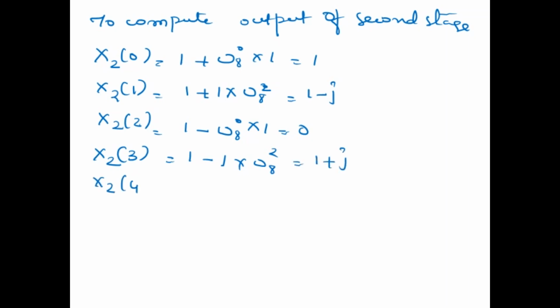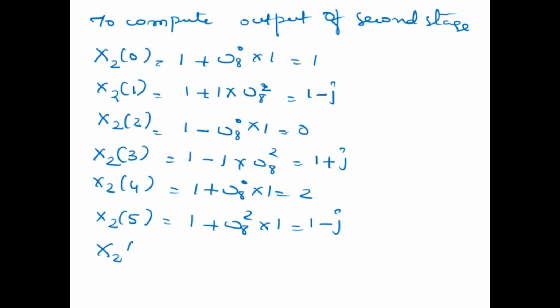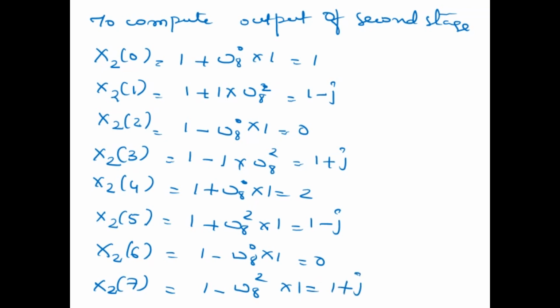x2 of 4 is equal to 1 plus omega 8 of 0 into 1, which is equal to 2. x2 of 5 is equal to 1 plus omega 8 of 2 into 1, which is equal to 1 minus j. x2 of 6 is equal to 1 minus omega 8 of 0 into 1, which is equal to 0. x2 of 7 is equal to 1 minus omega 8 of 2 into 1 is equal to 1 plus j. These are the outputs for second stage. Now, these outputs are inputs for the third stage. Let us compute third stage outputs.